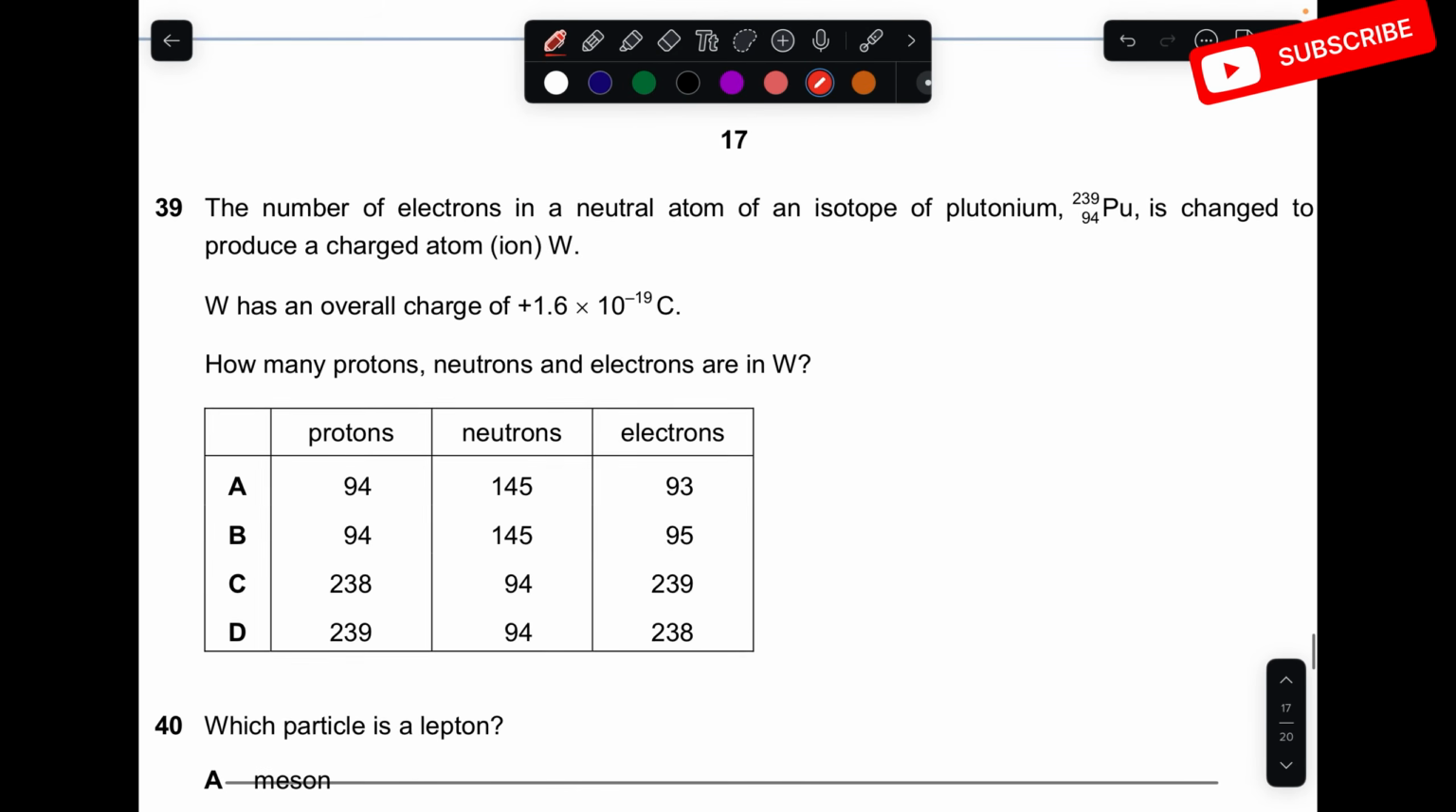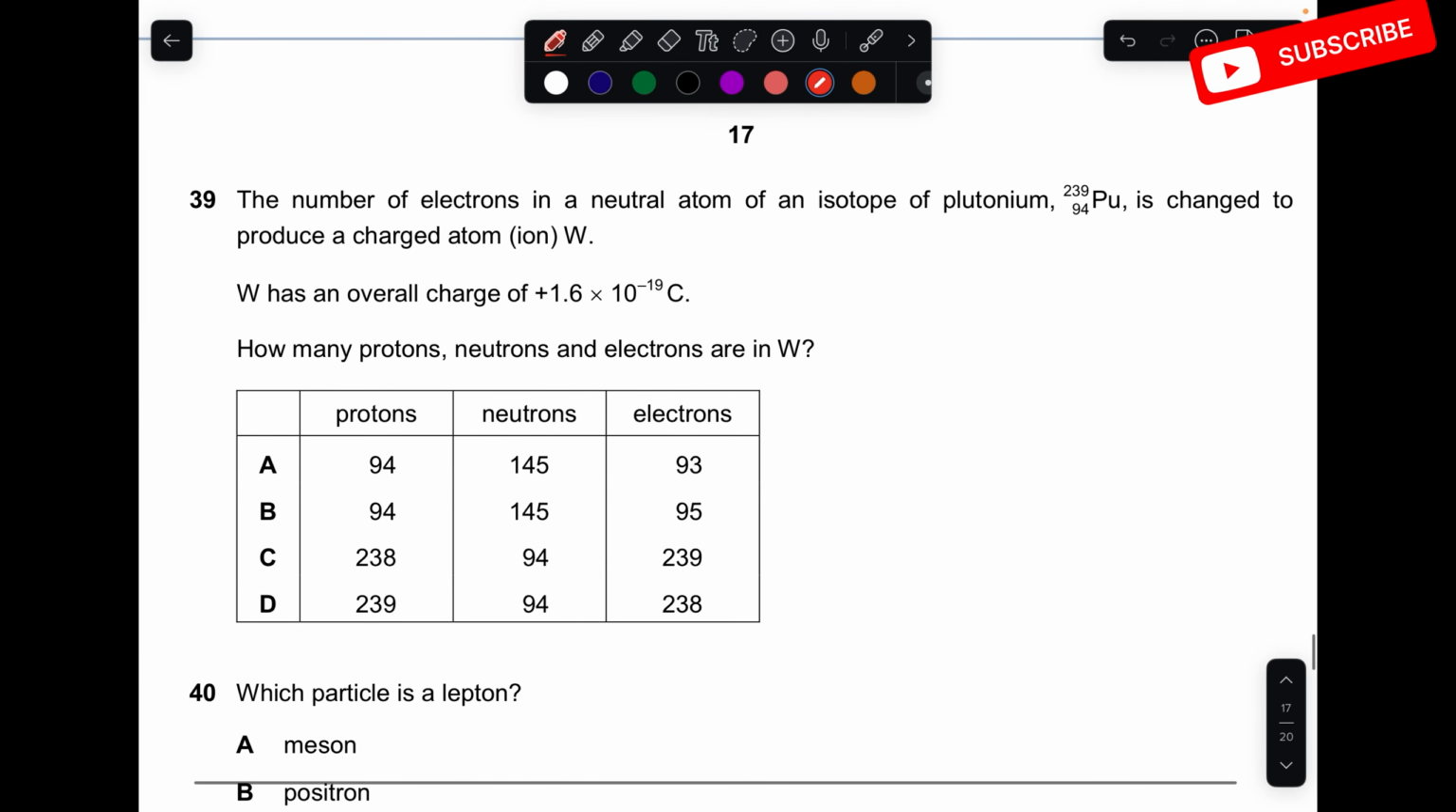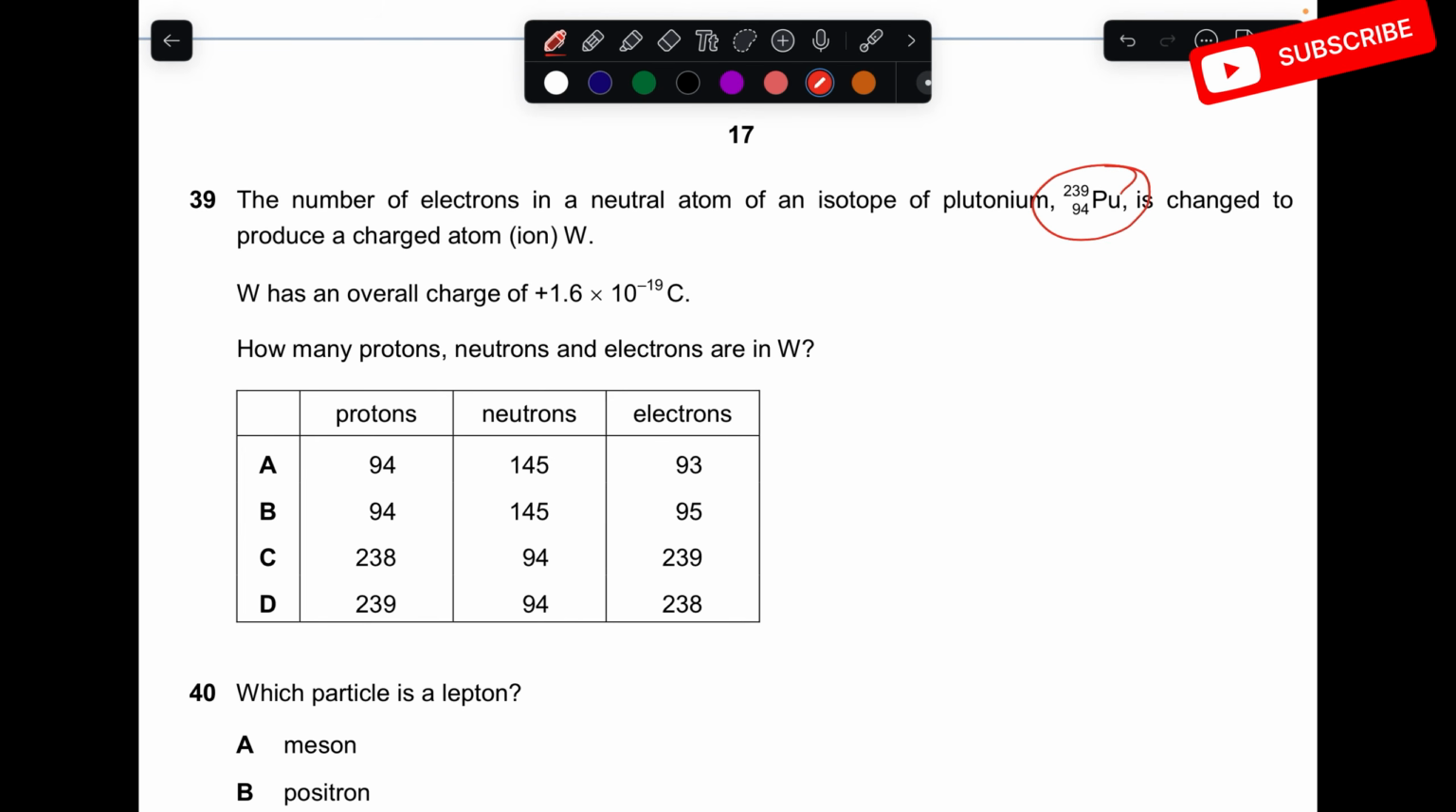Moving forward, question 39. The number of electrons in a neutral atom of an isotope of plutonium is changed to produce an ion W. W has an overall charge of plus 1.6. That means it is losing one electron. If it loses one electron, it was having 94 protons and electrons. Now it should have 93 electrons and 94 protons, and neutrons will remain the same. Option A.